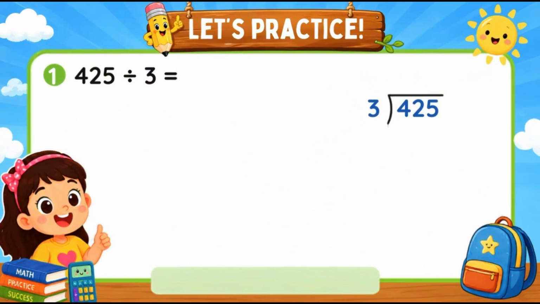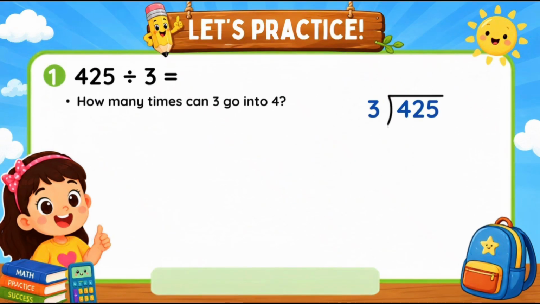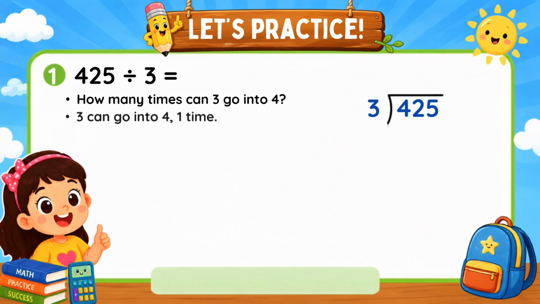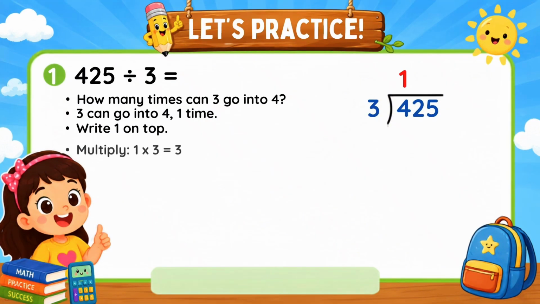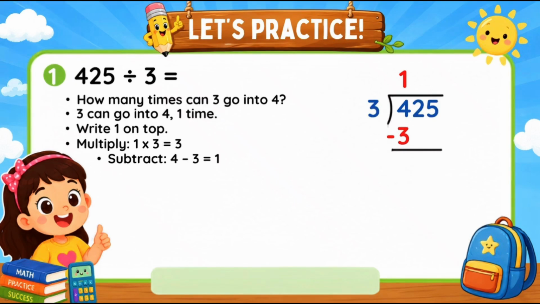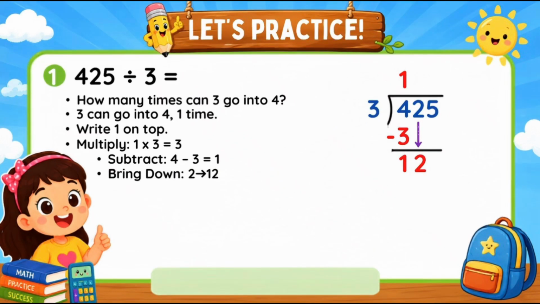425 divided by 3 equals? First, how many times can 3 go into 4? 3 can go into 4 one time. Write 1 on the top. Multiply 1 times 3 equals 3. Write 3 under 4. Subtract. 4 minus 3 equals 1. Bring down 2. Now we have 12.